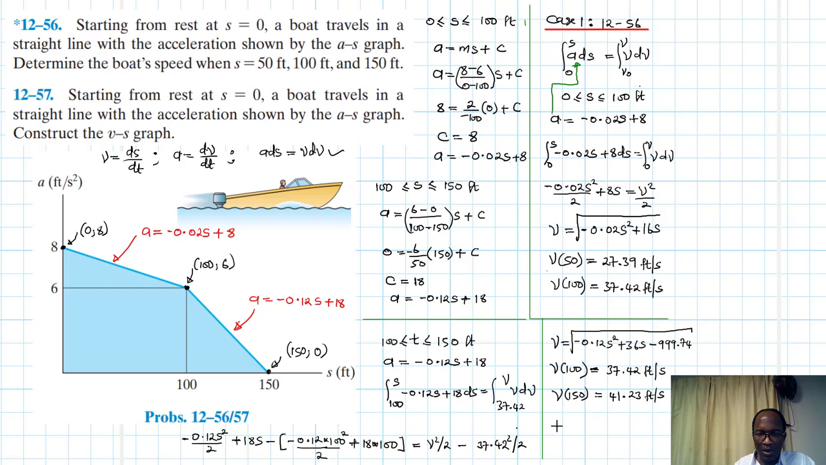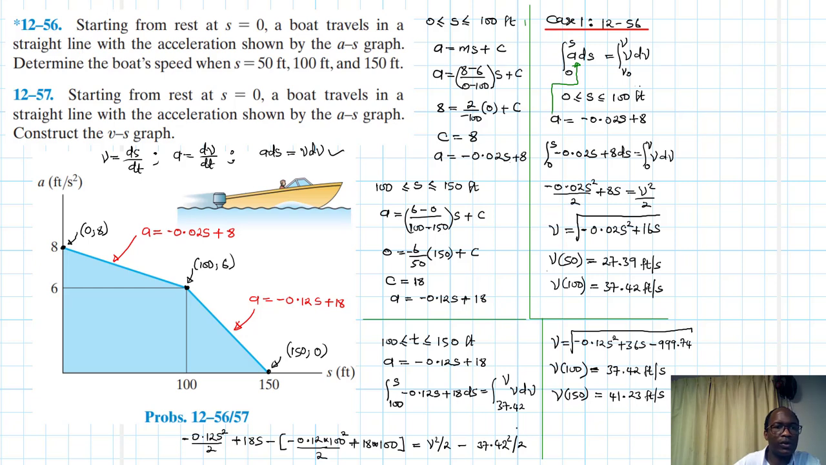Let me check it again. Minus 0.12 by 150 squared plus 36 by 150 minus 99.74, square root of that, 41.23. Alright, so we have found the values of the speed at 50, 100 and 150. So let's now plot the velocity position graph.